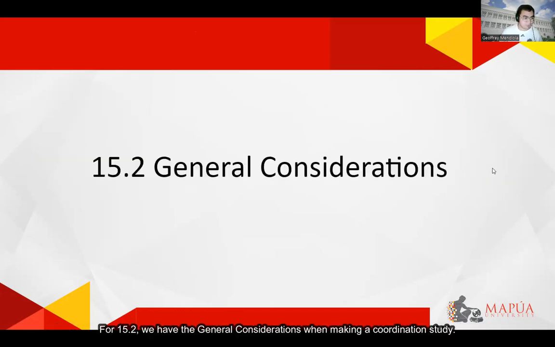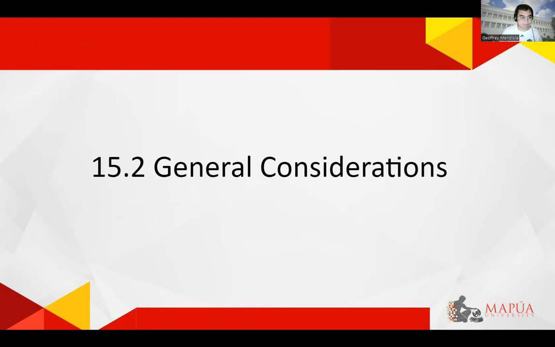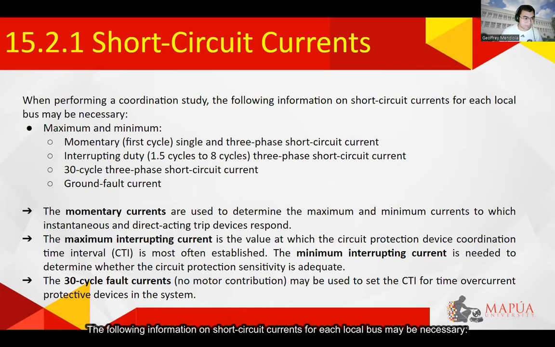For 15.2, we have the general considerations when making a coordination study. The following information on short circuit currents for each local bus may be necessary: the maximum and minimum first cycle momentary single and three-phase short circuit current, 1.5 to 8 cycle interrupting duty three-phase short circuit current, 30 cycle three-phase short circuit current, and ground fault current.